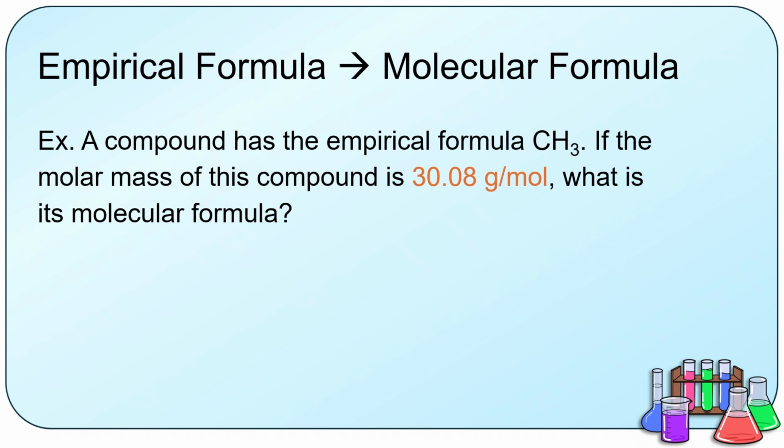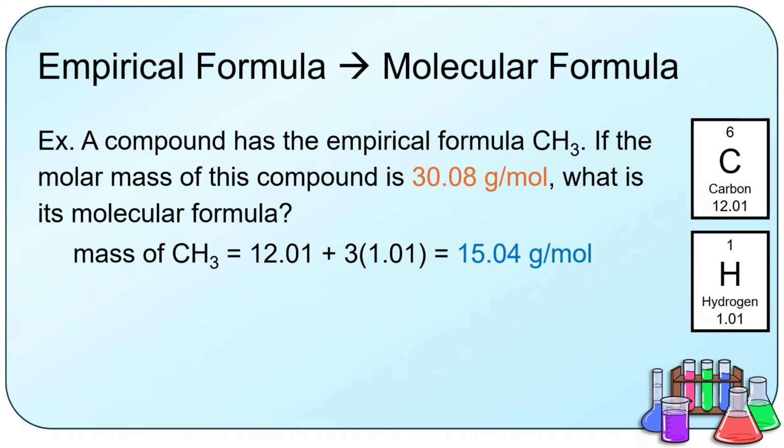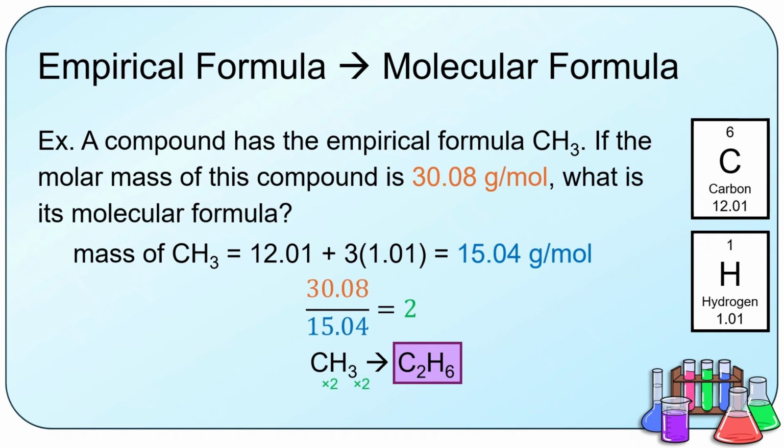Here's an example. A compound has the formula CH3. If the molar mass of this compound is 30.08, what is the molecular formula? What I'm going to do is first find the mass using the empirical formula, CH3. That's 1 carbon, so 12.01, plus 3 hydrogens, which is 3 times 1.01. This gives me a total of 15.04. Then I'll divide the molar mass of 30.08 by the mass from the empirical formula, and this gives me 2. That means to unsimplify this formula, I need to multiply all the subscripts by 2, and I get C2H6.